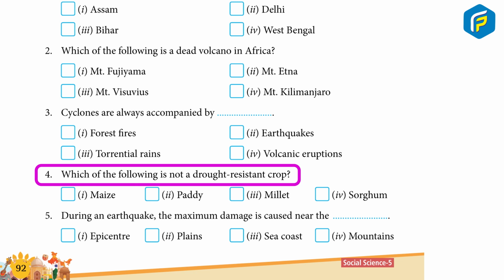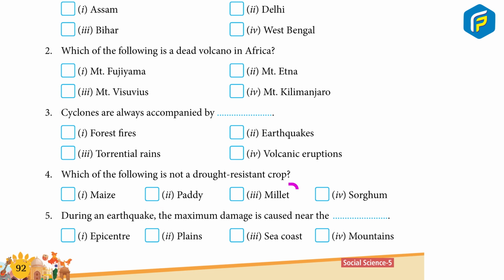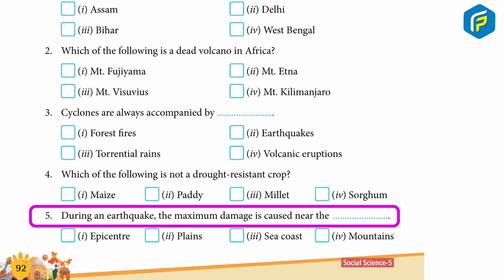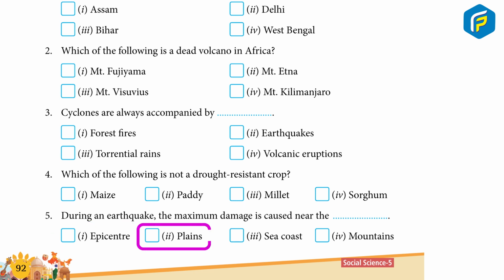4. Which of the following is not a drought-resistant crop? 1. Maize. 2. Paddy. 3. Millet. 4. Sorghum. 5. During an earthquake, the maximum damage is caused near the dash. 1. Epicenter. 2. Plains. 3. Sea coast. 4. Mountains.